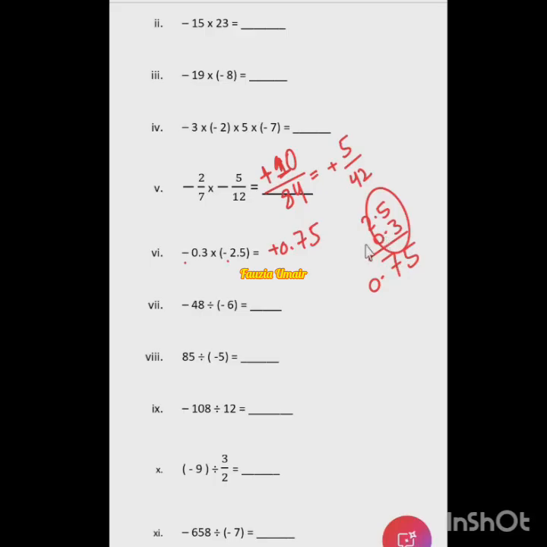Ma'am, like, but why did you put the decimal point before 7?